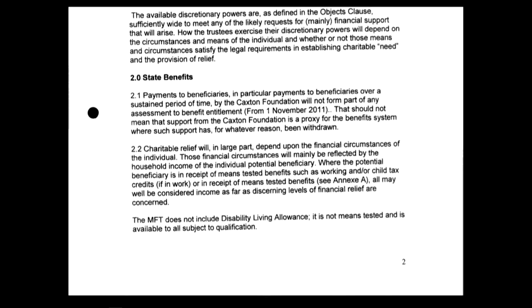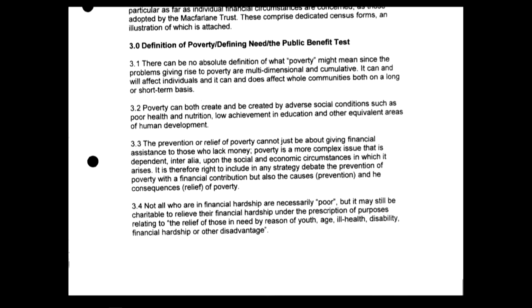And then if we can go over to the next page, please. We can see the section halfway down, definition of poverty, defining need, the public benefit test. Para 3.1 makes the point, no absolute definition of poverty, what poverty might mean. Para 3.2, poverty can both create and be created by adverse social conditions, such as poor health and nutrition, low achievement in education, and other equivalent areas of human development. 3.3, the prevention of relief of poverty cannot just be about giving financial assistance to those who lack money. Poverty is a more complex issue that is dependent inter alia upon the social and economic circumstances in which it arises. It is therefore right to include in any strategy debate prevention of poverty with a financial contribution, but also the causes, prevention, and the consequences, relief of poverty.